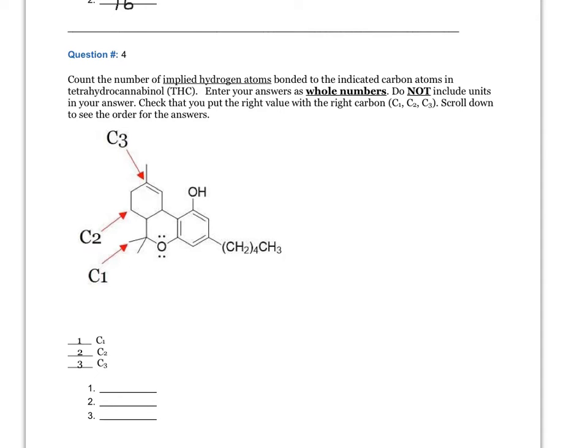Carbon number 1. There are 3 implied hydrogen atoms. Carbon number 2. There are 2 implied hydrogen atoms, or implicit hydrogen atoms. Carbon number 3. There are 0 implied hydrogen atoms.